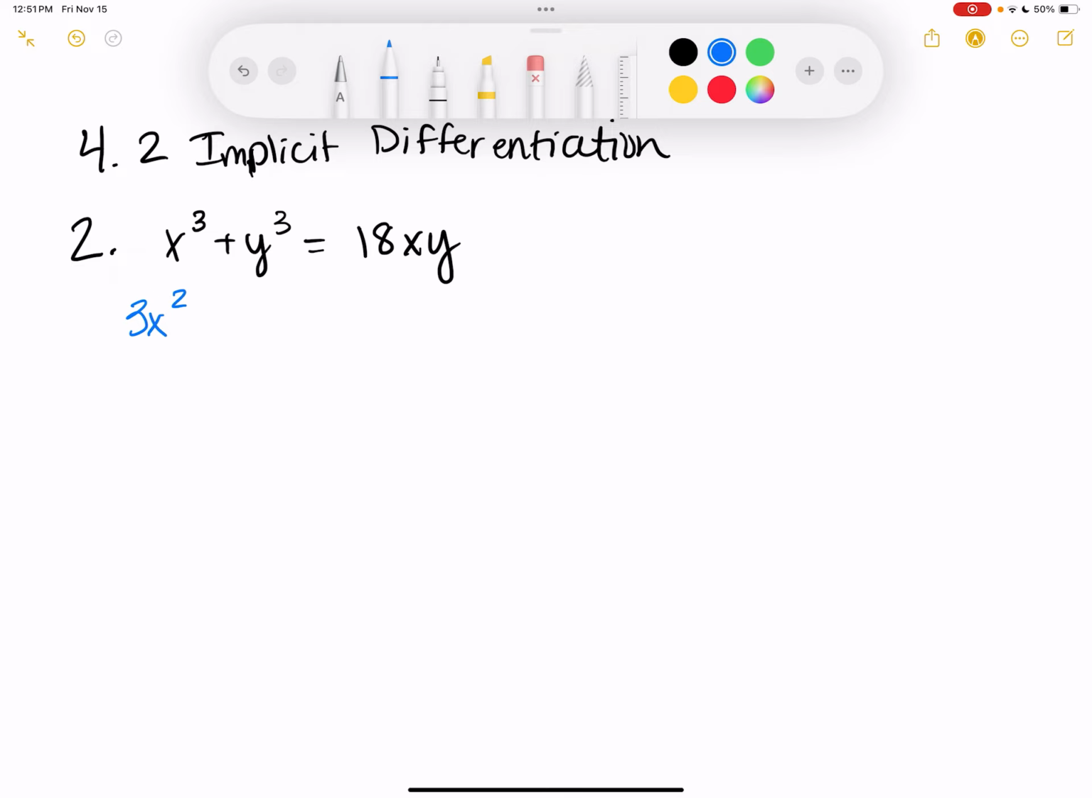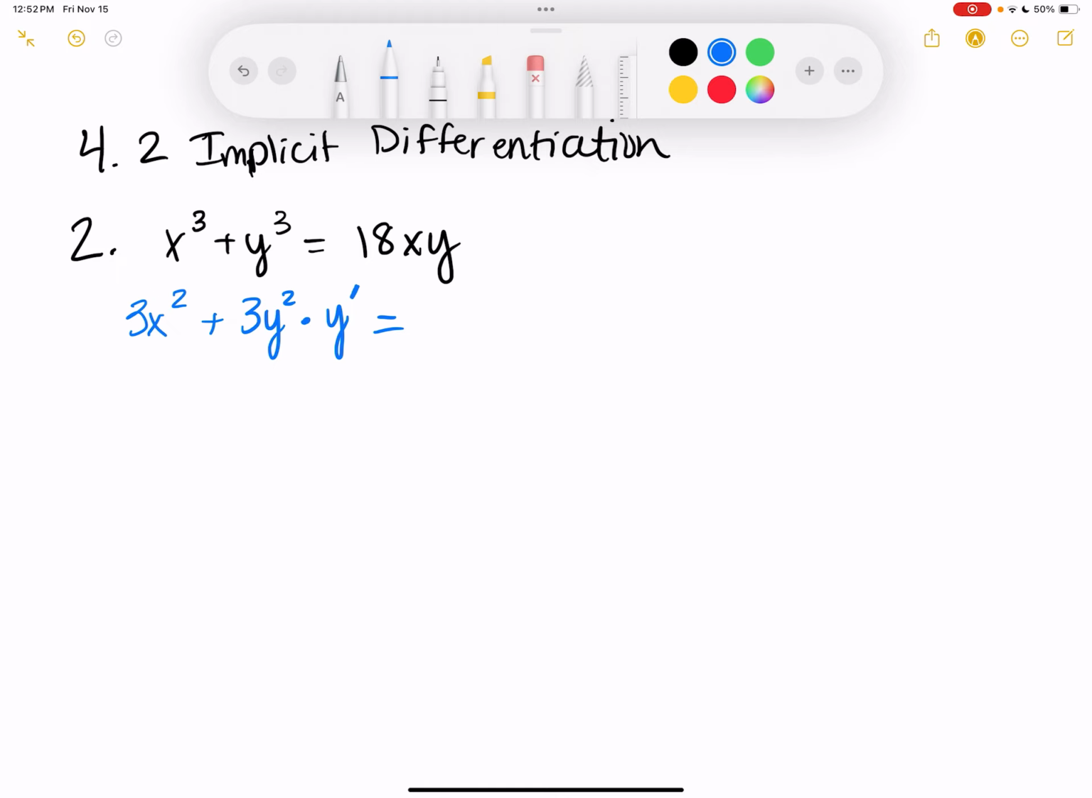Now, the difference here, when we do it for y, because we're taking the derivative with respect to x, is we take it just like we would take x, so it's going to be 3y squared, but it's being multiplied by y prime. So that's the implicit part. Is equal to, over here we've got a product rule happening.